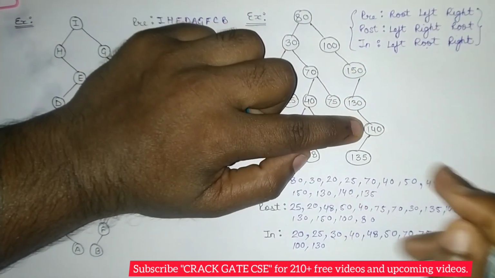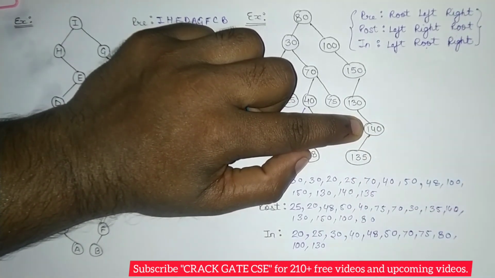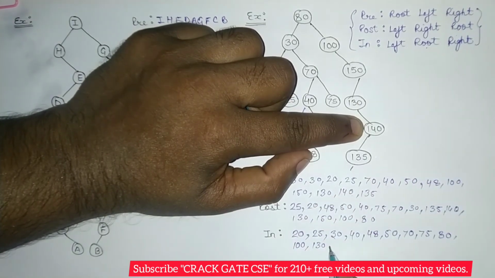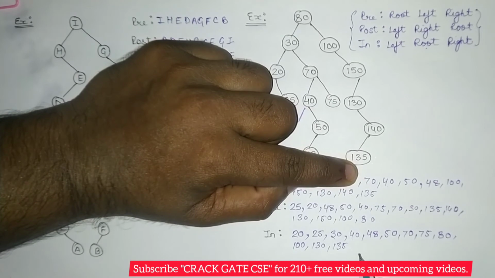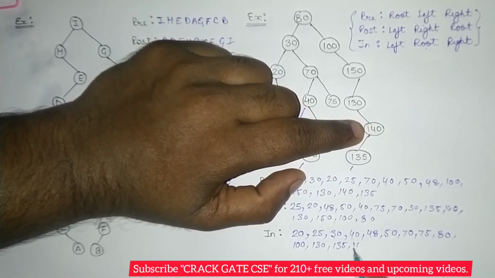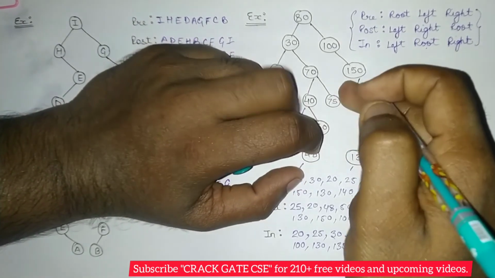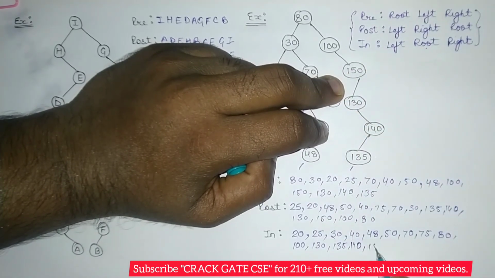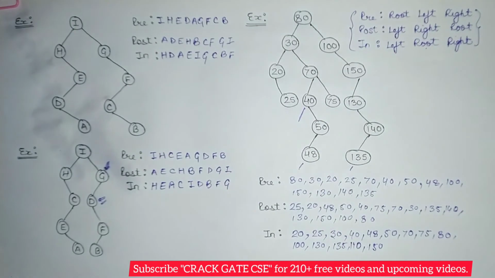So here we are on 140. For 140, check left. If left exists, move on to the left, which is 135. For 135, there is no left. Then print root 135. Check right. There is no right for 135. So for 140, left is done. Print root, which is 140. And then check right. There is no right. For this 150, you can see this left is done. So print 150. And there is no right. So similarly, you can see that all has been completed.